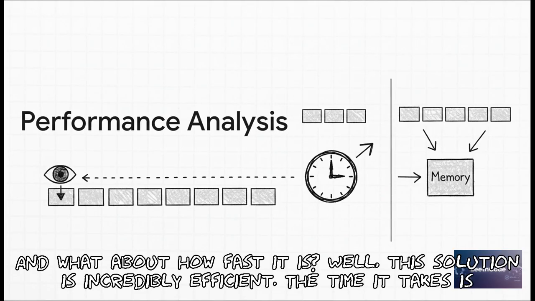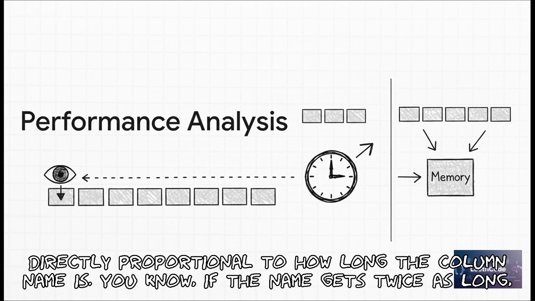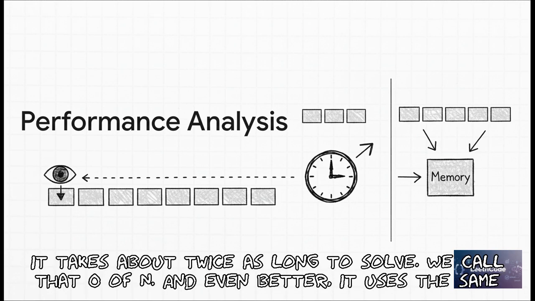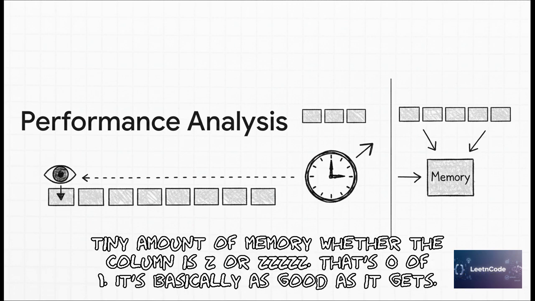And what about how fast it is? Well, this solution is incredibly efficient. The time it takes is directly proportional to how long the column name is. If the name gets twice as long, it takes about twice as long to solve. We call that O of n. And even better, it uses the same tiny amount of memory whether the column is Z or ZZZZZ. That's O of 1. It's basically as good as it gets.